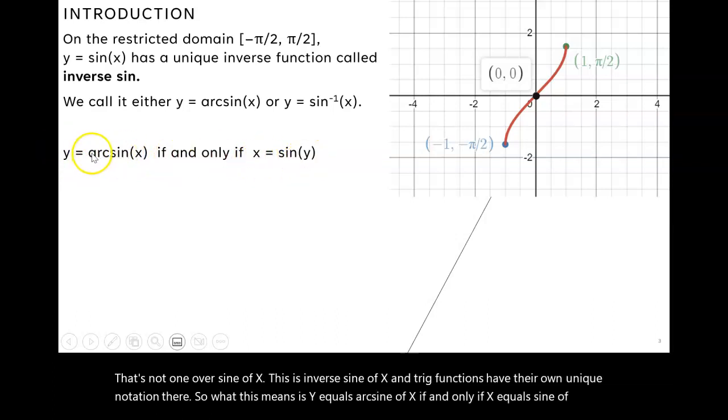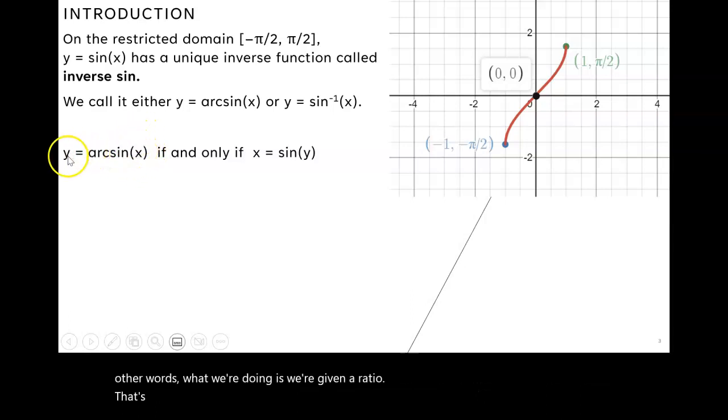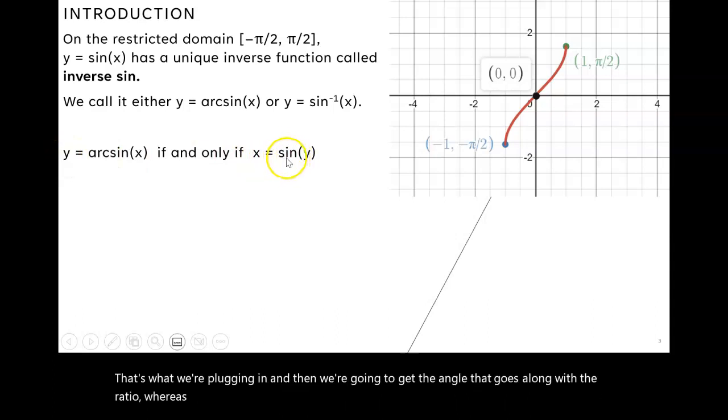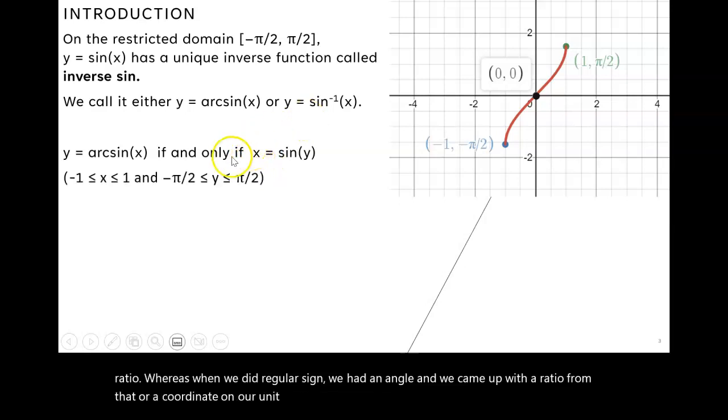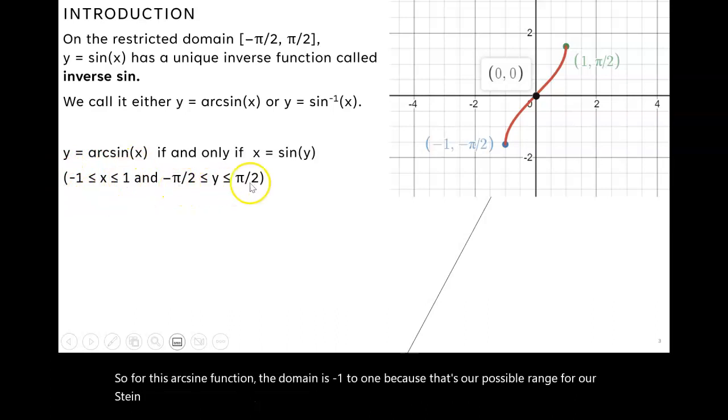In other words, what we're doing is we're given a ratio, that's what we're plugging in, and then we're going to get the angle that goes along with the ratio. Whereas when we did regular sine, we had an angle and we came up with a ratio from that, or a coordinate on our unit circle. So for this arcsine function, the domain is -1 to 1 because that's our possible range for our sine function, and then our outputs, our range for our arcsine function, is negative pi over 2 to pi over 2.